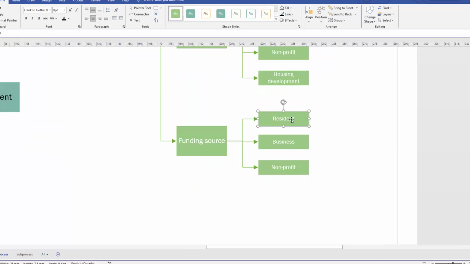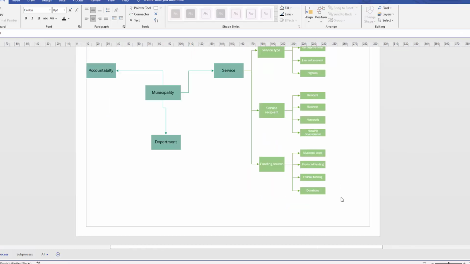So let's say we discovered that there are 3 different funding sources. There is municipal taxes, there is provincial funding, there's federal funding, and perhaps there are also donations from local businesses or business license fees, etc. Great, so we captured a few things on this side.